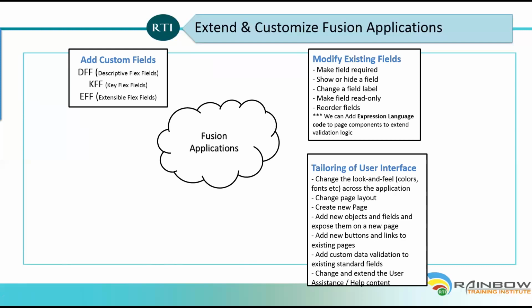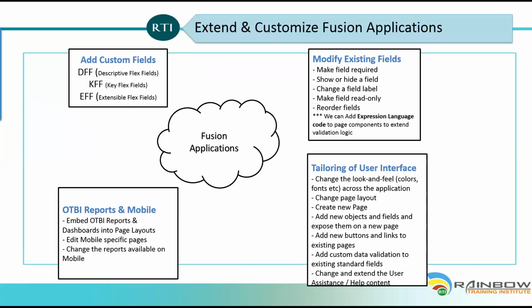And change and extend the user assistance or help content. By default, Oracle offers help content for each and every field. If you want to customize what help content Oracle is offering, we can do that too, right? And we have OTBI reports in mobile, so we can embed OTBI reports into the page layouts, and we can also create OTBI reports specific to mobile, and also change the reports which are available in mobile. Okay. And for tooling, to modify any existing fields, we have to go with the Page Composer.